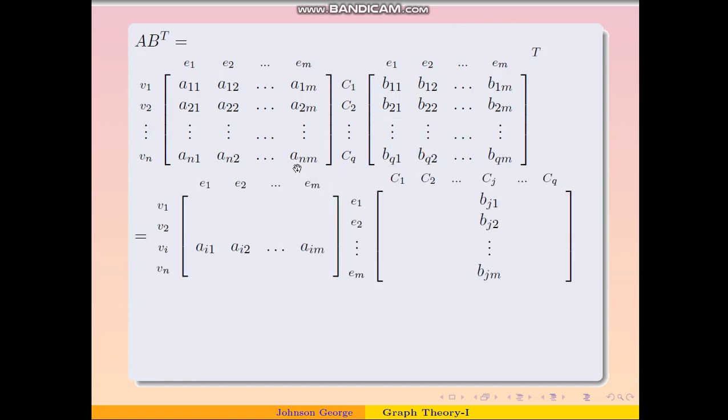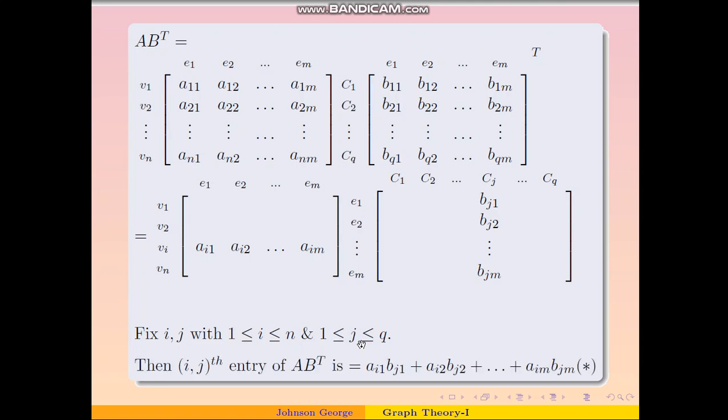Now applying the transpose, we have this. I have only written the ijth entry of A into B transpose. Thus if I fix I with 1 less than or equal to I less than or equal to N, and J with 1 less than or equal to J less than or equal to Q, then the ijth entry of AB transpose is given by this. That is the ith row of this matrix and the jth column of this matrix. So this is the ijth entry of AB transpose.